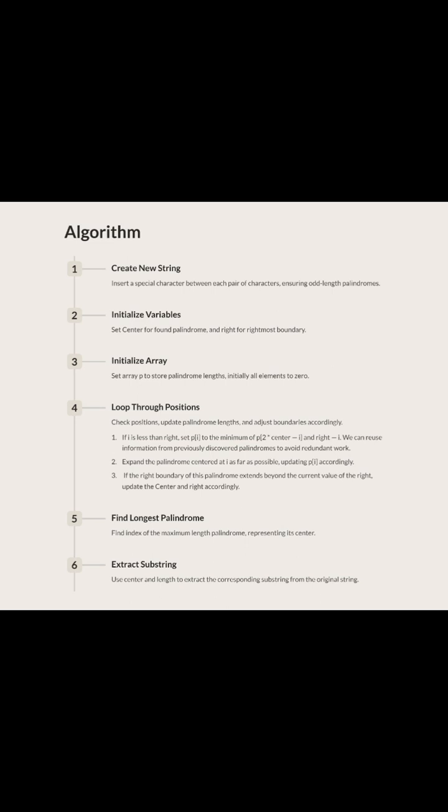And the third step in this is expanding the palindrome centered at i. After updating P of i, we expand the palindrome centered at i as far as possible. This expansion involves checking if the characters on both sides of i are equal and incrementing the palindrome length P of i accordingly. And the final step in the fourth step is updating the center and right boundaries. If the right boundary of the palindrome centered at i extends beyond the current right boundary, we update the center and right accordingly. This ensures that we keep track of the longest palindrome found so far and its boundary.